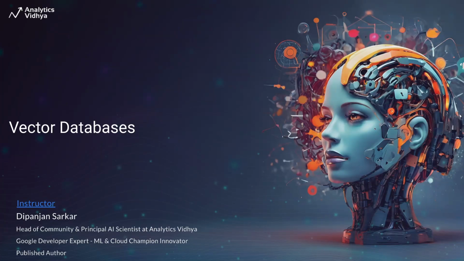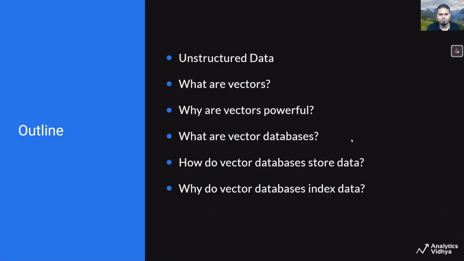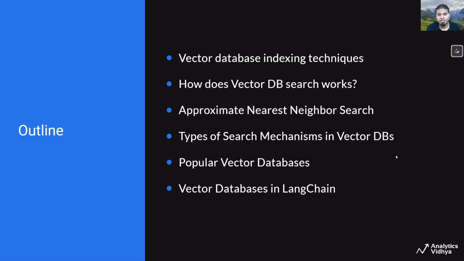Welcome back. In this video, we will be diving into vector databases. So we'll understand what is unstructured data, what are vectors, why are they powerful, what are vector databases, how do vector databases store data, why do vector databases index data, vector database indexing techniques, how does vector database search work, approximate nearest neighbor search, types of search mechanisms in vector databases, talk about some of the popular vector databases, and wrap up with a discussion on how you can access vector databases in LangChain.